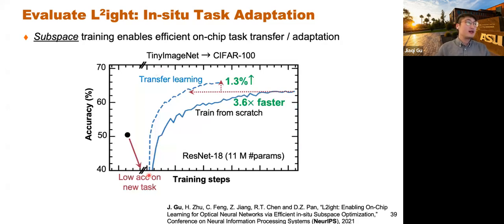And we apply this algorithm for on-chip in-situ task adaptation. We train on Tiny ImageNet, and then we adapt to CIFAR10 with our algorithm. We only train the sigma matrix in the subspace, and it turns out it's enough. We can efficiently adapt the model to a new task, and it's 3.6 times faster than training from scratch. So that shows we can recover the accuracy in-situ under noise robustness issues, and also we can perform task adaptation for transfer learning.